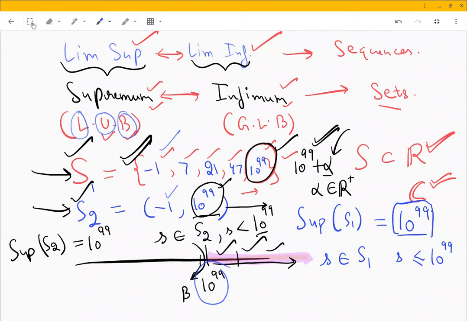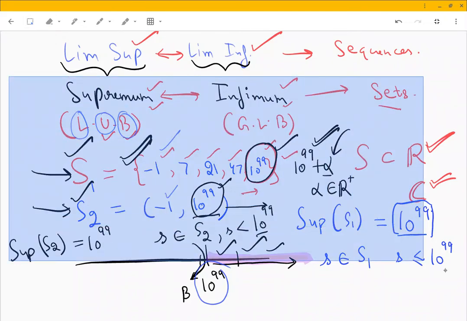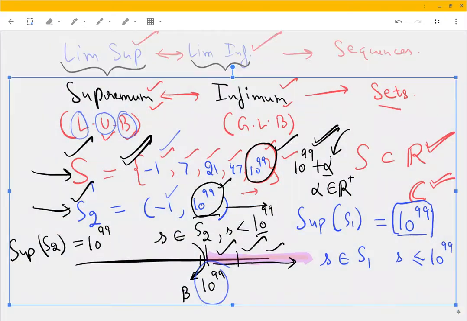And honestly, that was what I really wanted to explain. But even when I was learning these terms for the first time, I was confused about the difference between supremum and limit supremum. Then I realized that it is not even limit supremum, right?